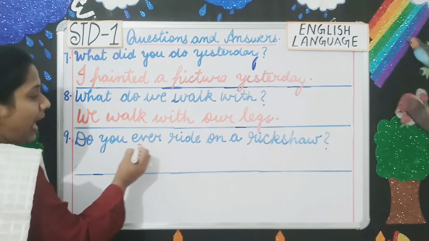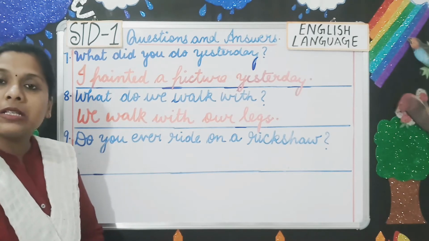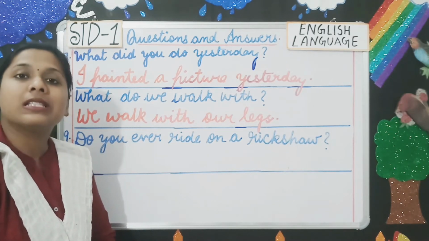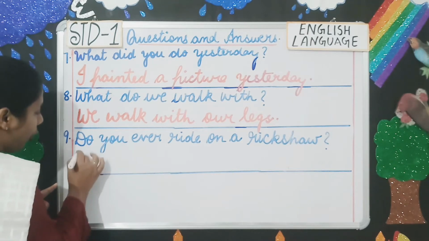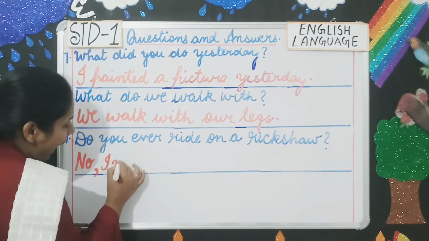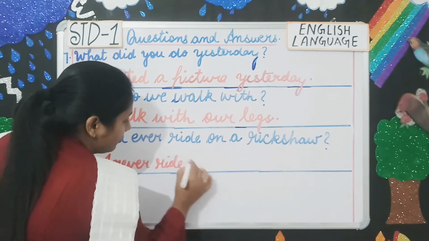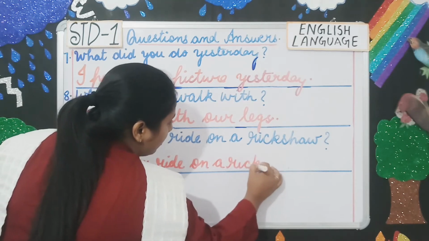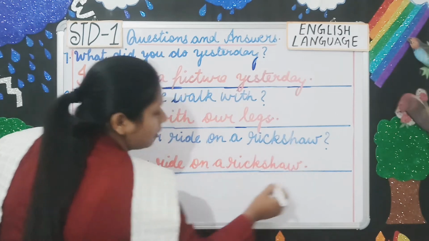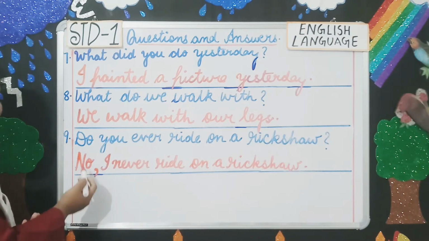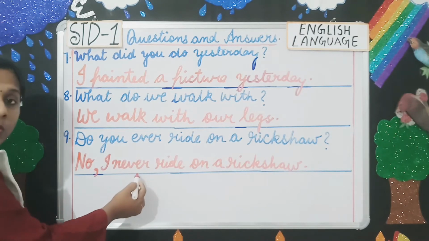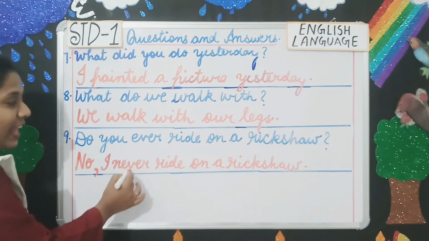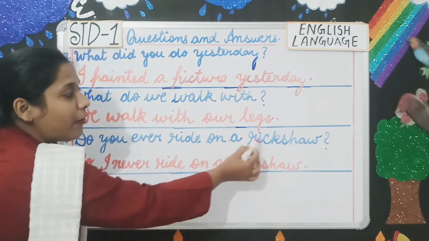Next. Do you ever ride on a rickshaw? Remember, when your question will have the word ever, then your answers will have either always, often, sometimes or never. So you can use any of these words and you can frame your answer. I'll write here no. After that we'll put a comma. I never ride on a rickshaw. How we framed this answer? You will write no. Whenever you will write no, your answer will have never. If you are writing yes, you will use either always, sometimes or often. I have used no, so I used the word never in the answer. No, I never, and then you will copy from the question. Ride on a rickshaw. Clear students?